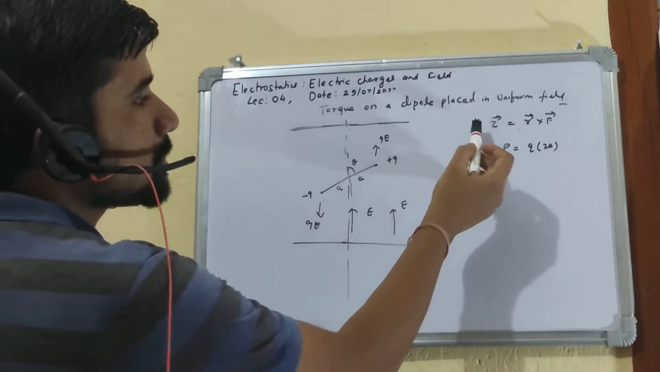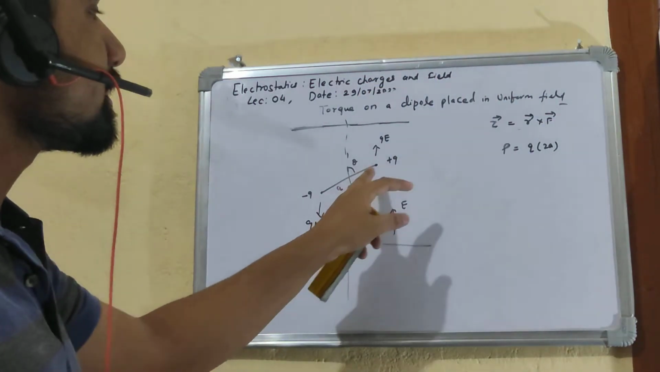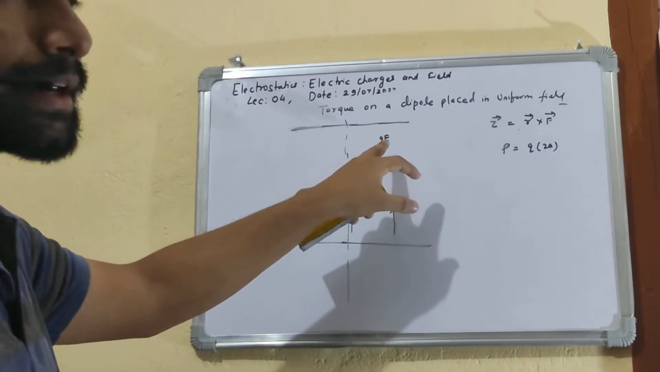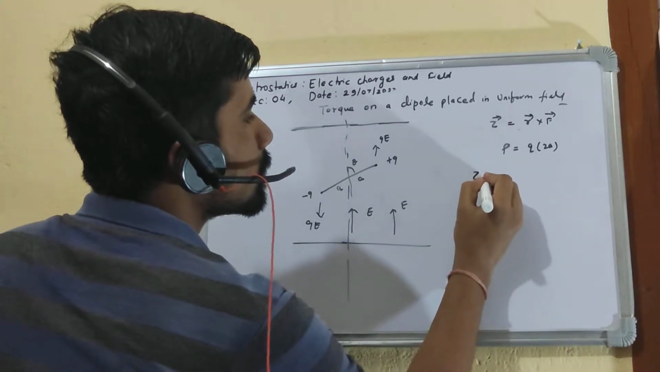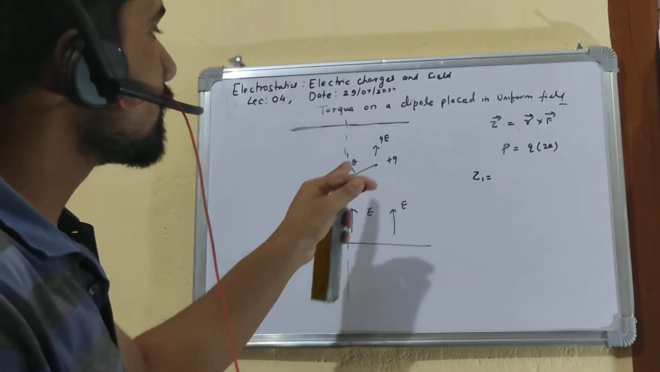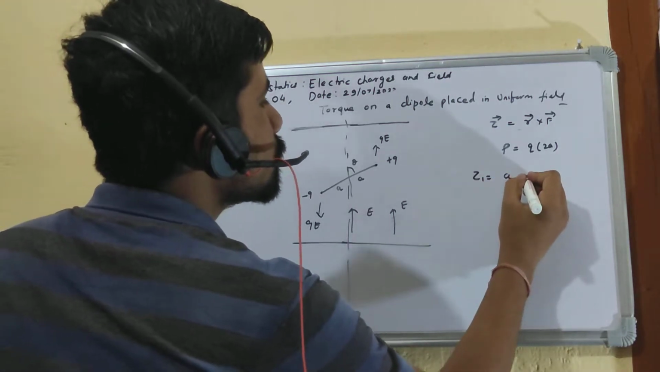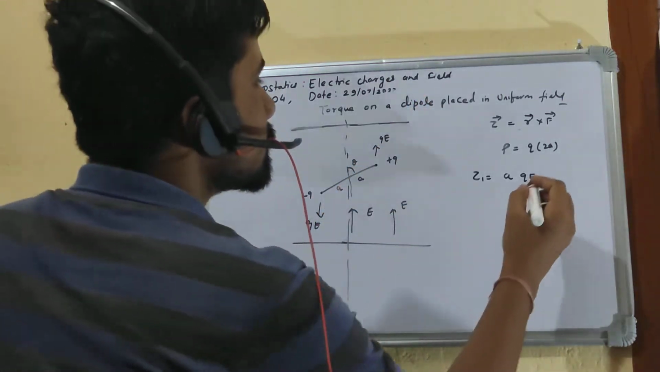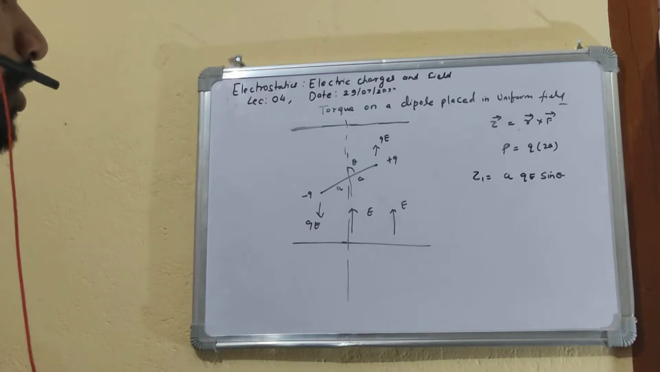As I said, torque is the cross product of distance and force, right? The distance from this axis to this point is A, and the force is QE. So let's say tau 1. The distance is A, the force is QE, and if I resolve this cross product, it will become sine theta. But what is the direction of this torque?